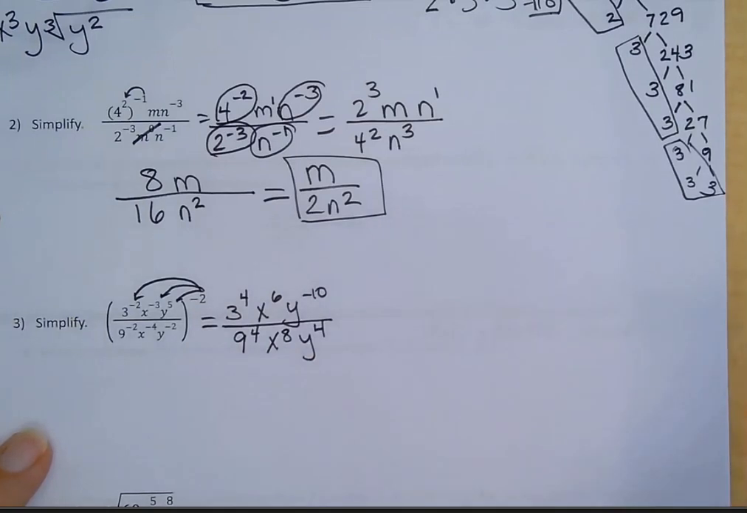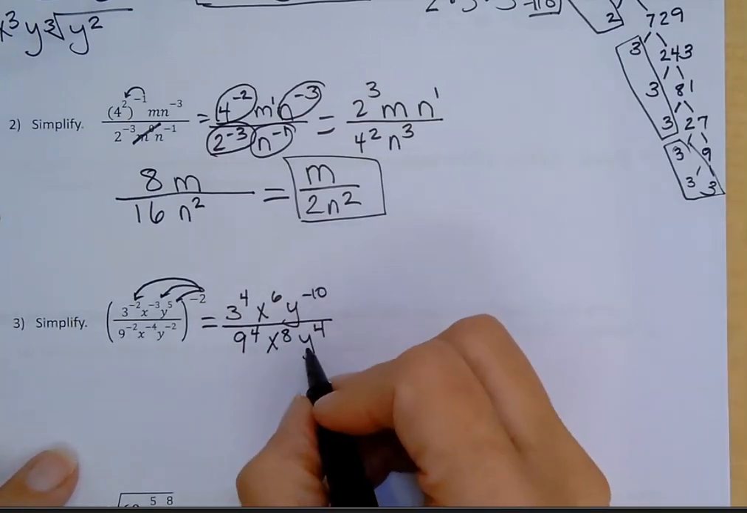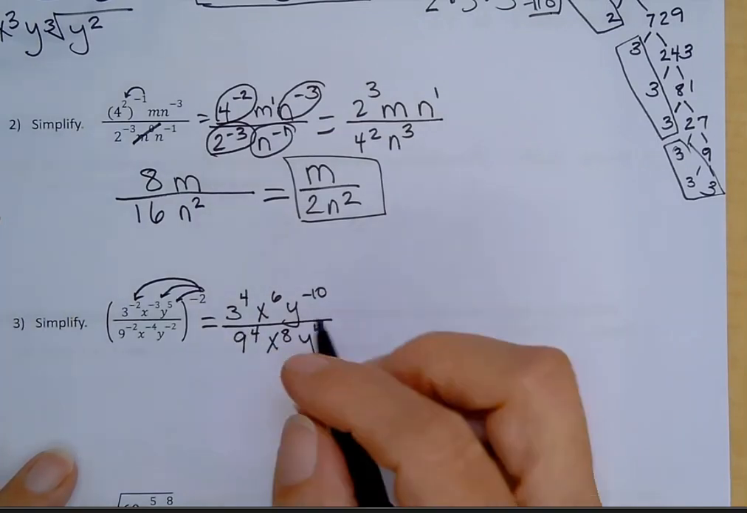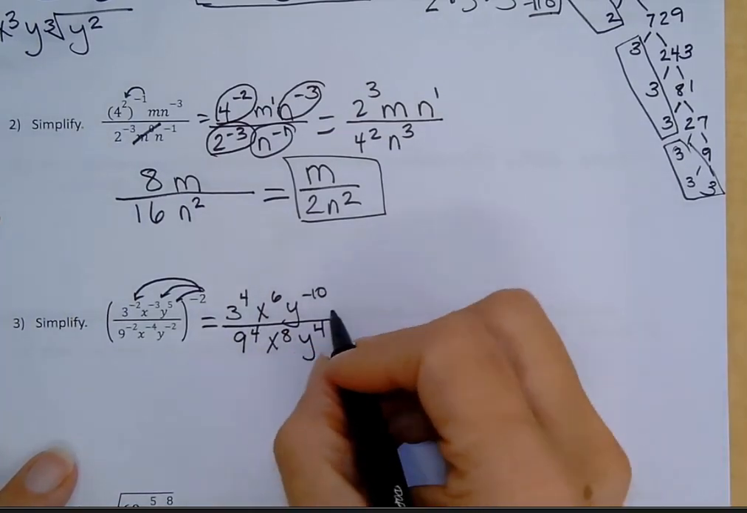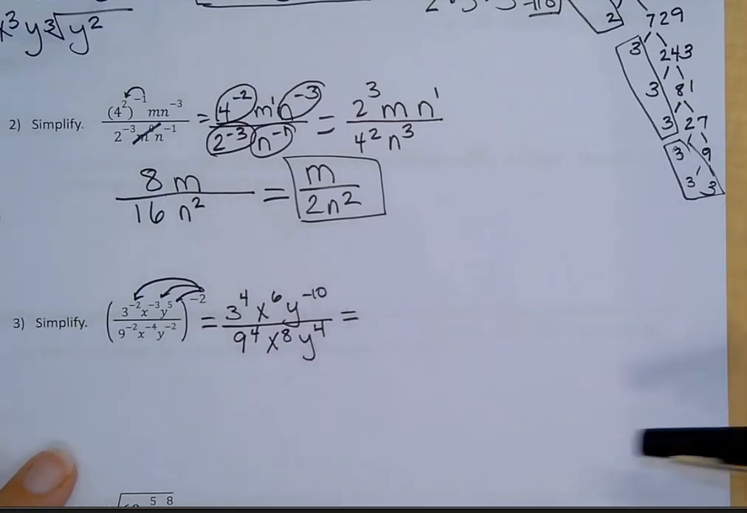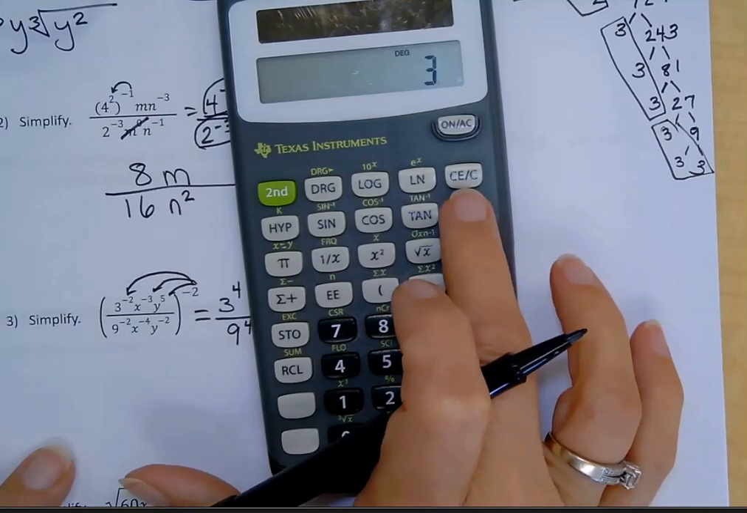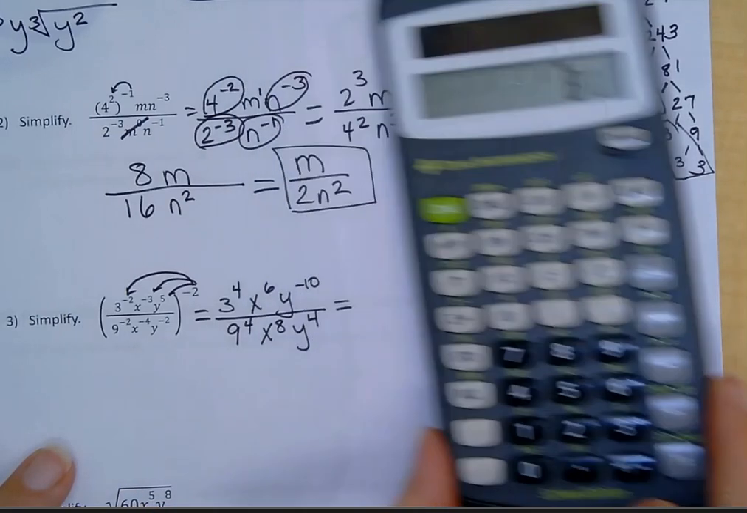Okay, but I'm not done because I can definitely simplify this. I'm going to go ahead and do my, I could be really fancy here. I'm not going to. I'm going to say 3 to the 4th power on my calculator: I do y to the x, 4, 81.